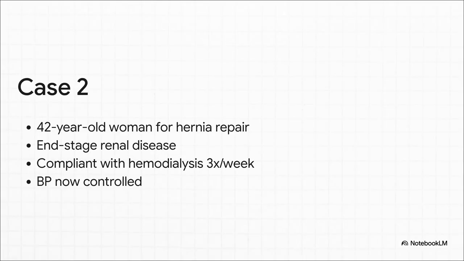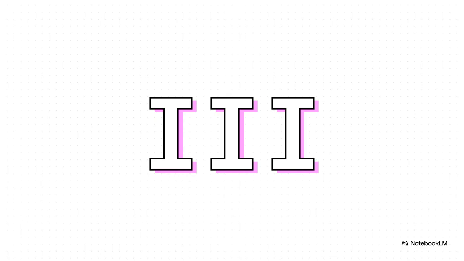The key phrases to zero in on here are end-stage renal disease and compliant with hemodialysis. So what's her class? Yup, this is your textbook ASA 3. Her ESRD is definitely a severe systemic disease, no doubt about it. But, and this is the key, because she's stable on her regularly scheduled dialysis, it's not considered a constant threat to her life. That's what makes her a solid 3 and not a 4.